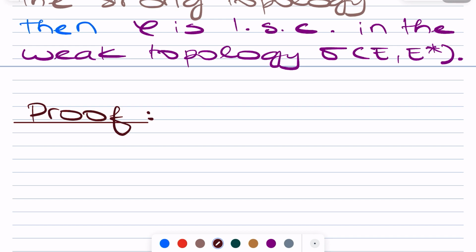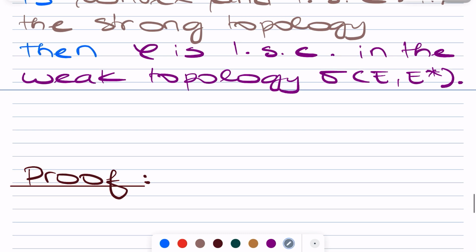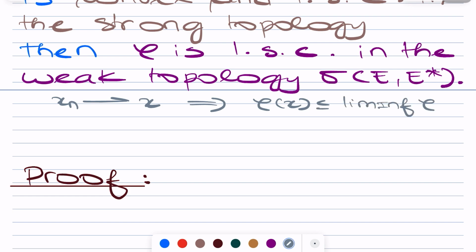Maybe before having the proof, let me just recall something very quick. Saying that phi is weakly lower semi-continuous, or lower semi-continuous in the weak topology, means that if you have a sequence xn that converges weakly to, say, x, then this implies that phi of x is less or equal than the lim inf of phi of xn. So this is basically what we are going to show in the proof.